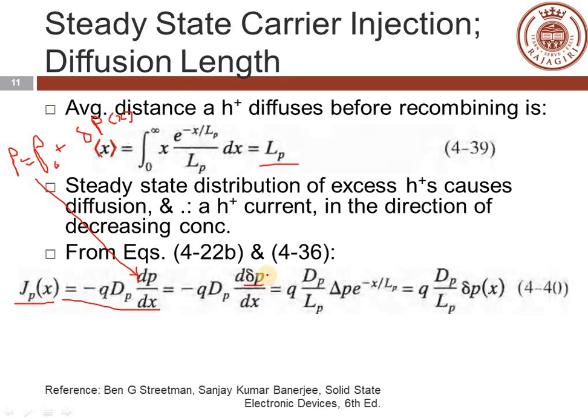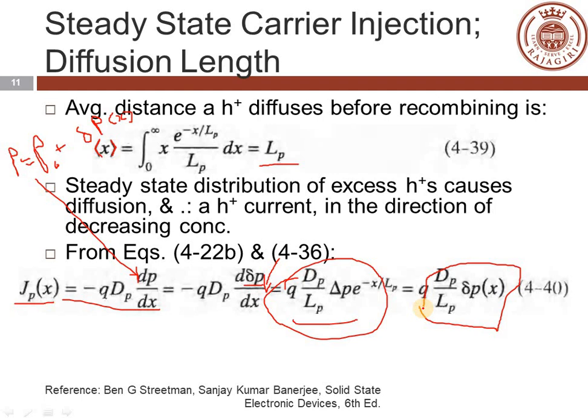Now for this delta p of x, we have the equation capital delta p into e to the power minus x by Lp, that you will be substituting. So you will get this expression. And once you take the derivative, you will get this one. And this term, capital delta p into e to the power minus x by Lp, is nothing but small delta p of x. So finally, we will get the expression as q into Dp by Lp, small delta p of x.